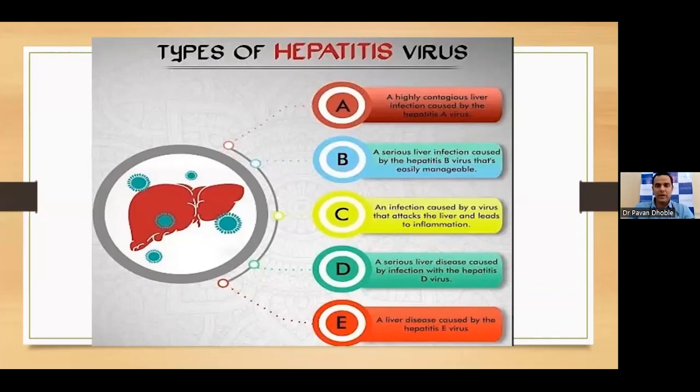Coming to viral hepatitis, there are five viruses: A, B, C, D, E. Most of them, like A and E, are waterborne. They are transmitted through the fecal route, and B, C, and D are blood-borne viruses, so they are transmitted through blood. We'll see one by one what their role is in liver illnesses.